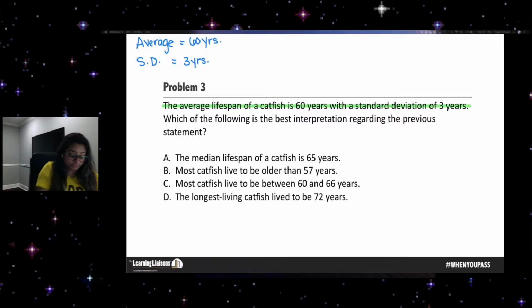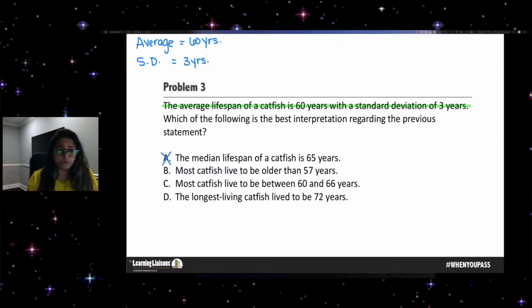No, no, no. We need a little bit more than just a standard deviation and an average here. So it says most catfish live to be older than 57. Okay, we don't really know what's going on here. Most catfish live to be between 60 and 66. Okay, here we go again with the not sure. And then the longest living catfish lived to be 72 years.